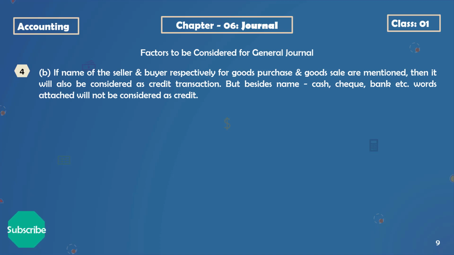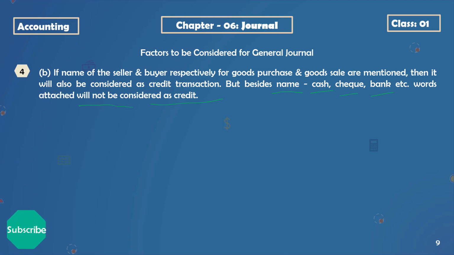But there is another rule, besides name. If a name is mentioned and words such as cash, check or bank are also mentioned in that particular transaction, then there is no scope for considering it a credit transaction. So they will not be considered as credit transactions.